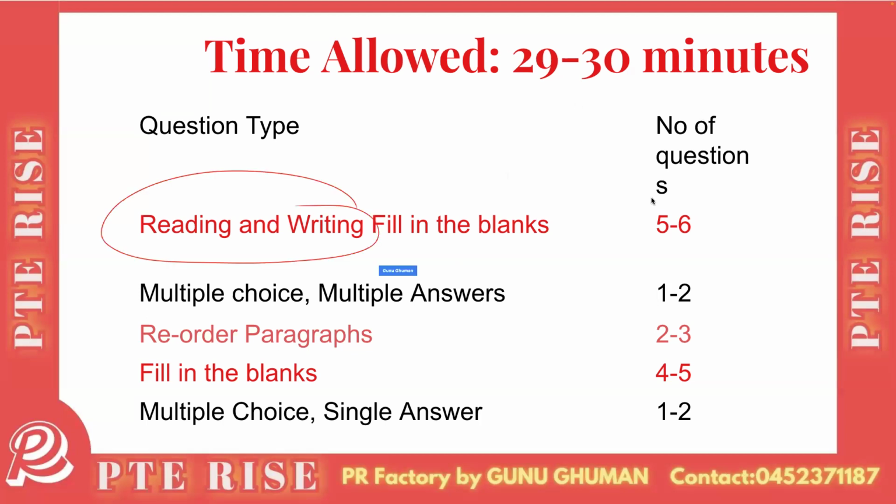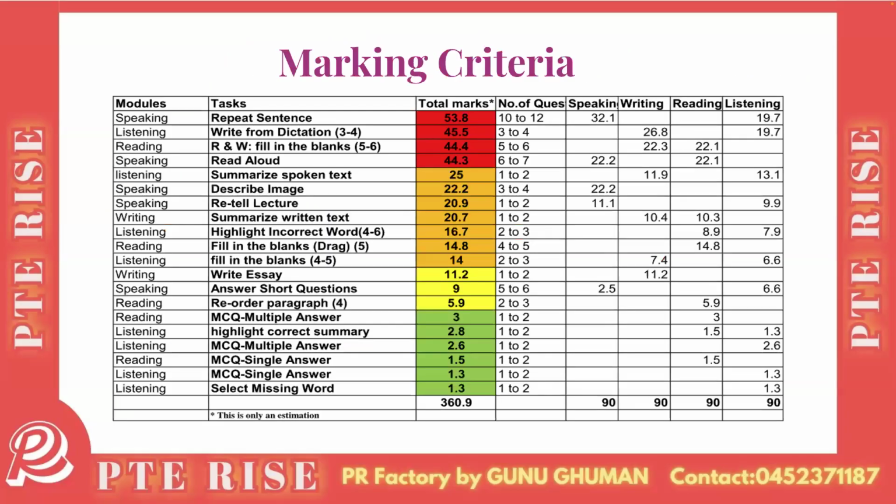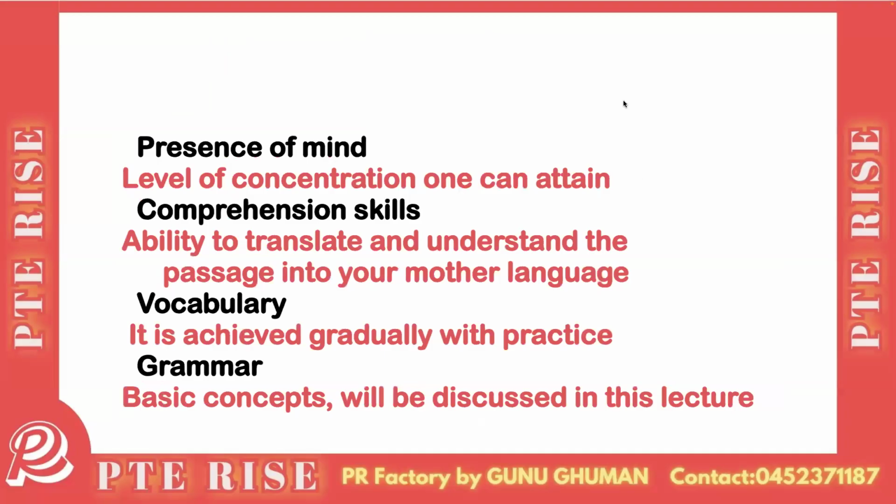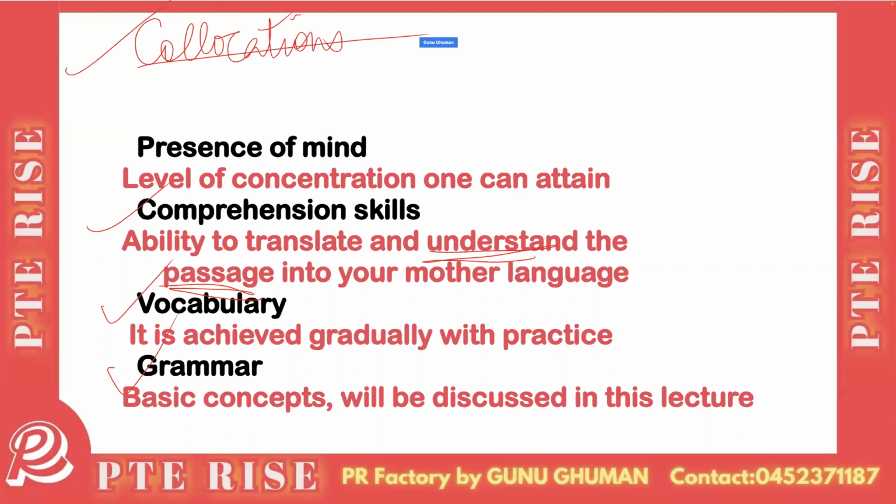These reading and writing fill in the blanks are going to give you 25 plus marks in each of the modules, reading and writing. That's why they are important for your writing section as well. Now, what do we do on them, and what things do we need to know? See, I have written that, but I'm going to add collocations here. Context is written here. Comprehension is understanding the paragraph; that's called context of the paragraph. Grammar is written. Vocabulary is written. What else do we need to know to get these?